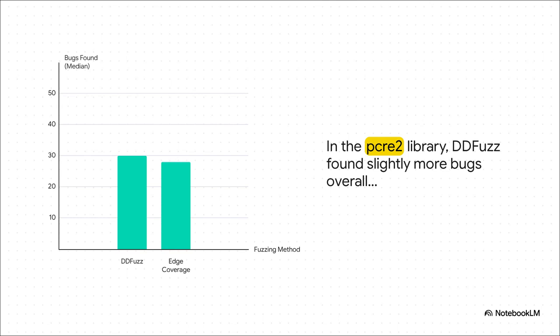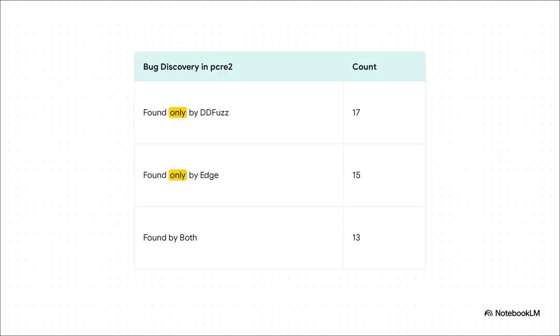Now let's zoom in on one case. In this one library, DDFuzz found 30 bugs, and the standard method found 28. At first glance, you might think, okay, that's a tiny improvement. But hold on, because the real story is way more interesting than that. Get a load of this breakdown.